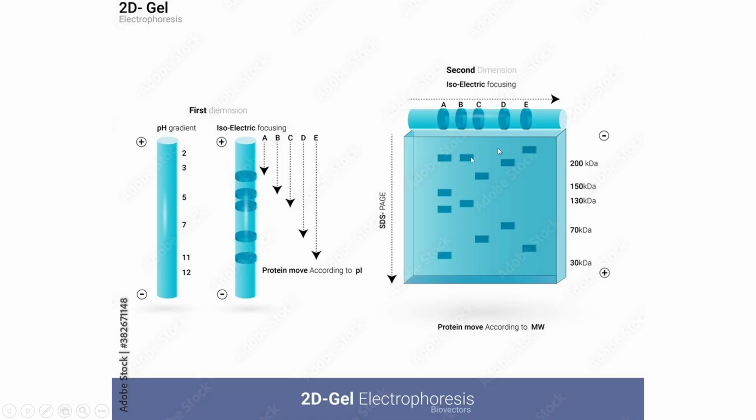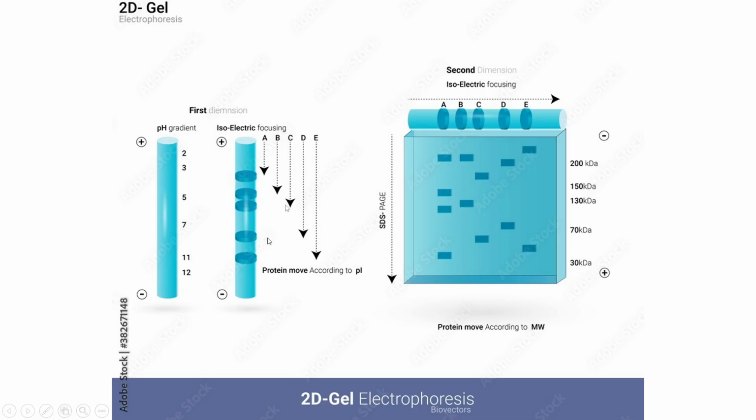So this is the overall picture of two-dimensional electrophoresis. You have a pH gradient strip and you go with the first dimension, that is isoelectric focusing. You run the sample in this. Depending upon the isoelectric point, the protein will stop moving. The protein moves according to its pI, and as soon as it reaches the pI, which is the isoelectric point, the point at which the protein has net zero charge, it will stop. That's how proteins are separated in isoelectric focusing.